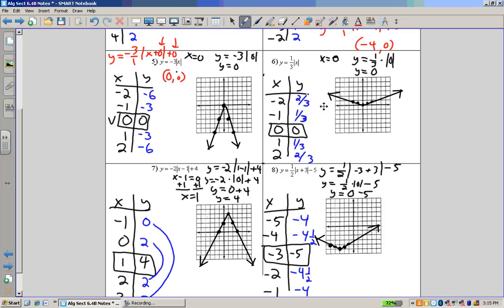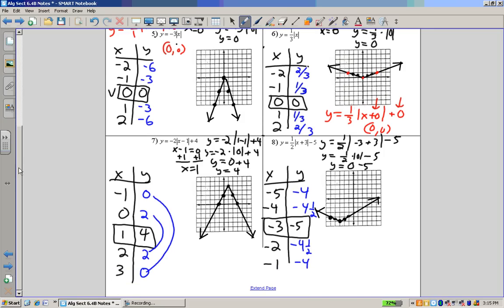Number 6, again, y equals 1/3 times the absolute value of x plus 0 plus 0. So my vertex is 0, 0. To the right of the vertex, I go up 1, right 3. Rise 1, run 3. And then I match that, go in the opposite direction to form the V.